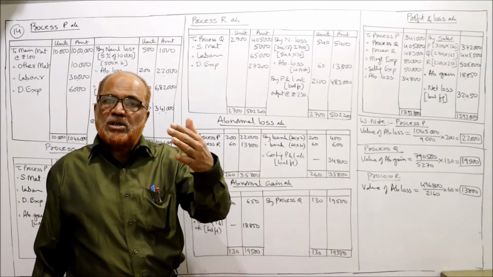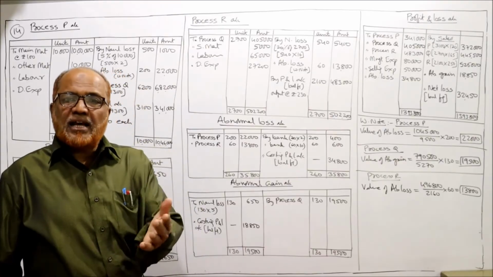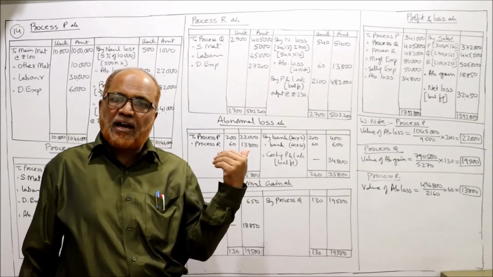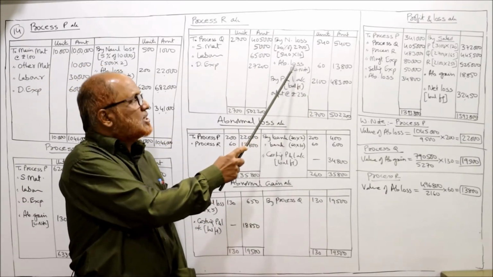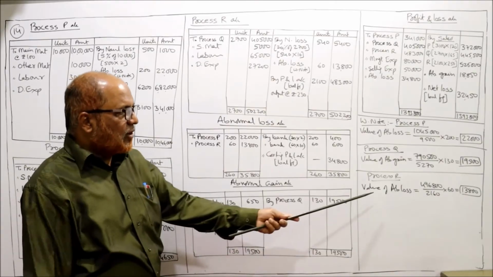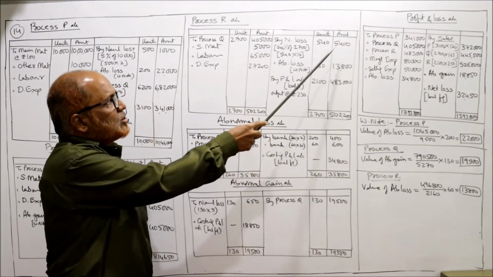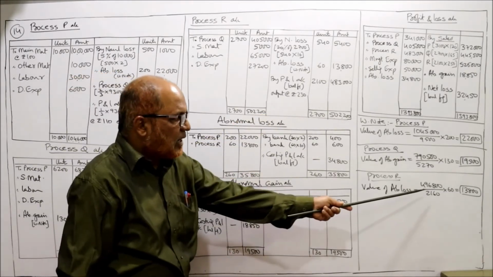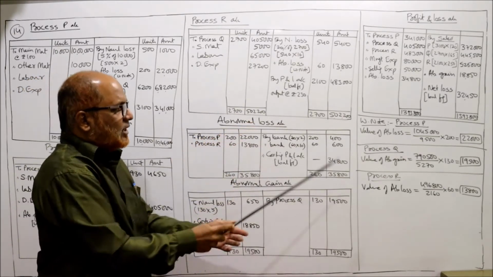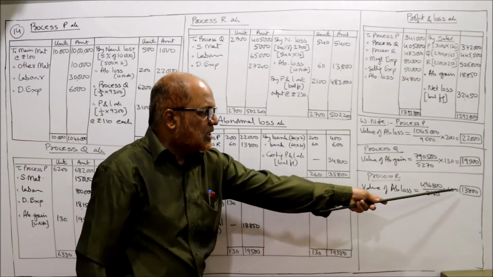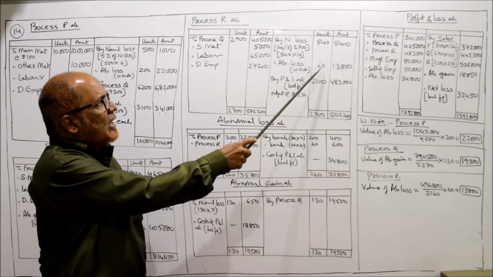But instead of 2,160, we are getting only 2,100. It should come 2,160, but only 2,100 came. So 60 units is the abnormal loss. Now find out the value of abnormal loss here. Debit side total 5,02,200. From 5,02,200 minus 5,400, you will get 4,96,800. Similarly, normal output 2,700 minus 540, 2,160, into 60. 13,800 is the value of abnormal loss.